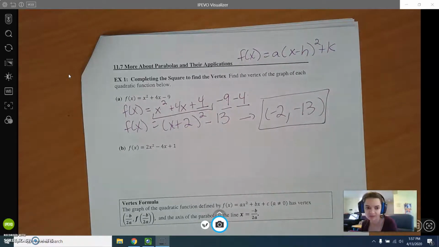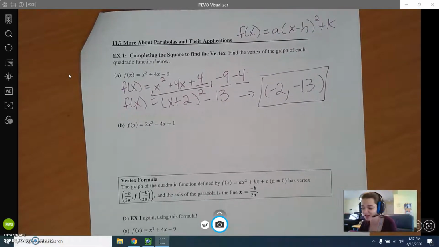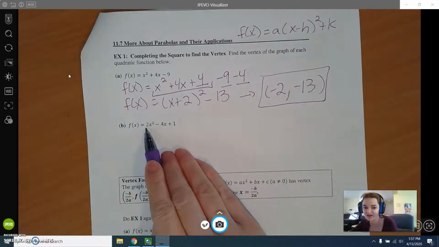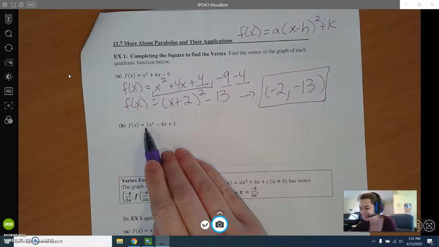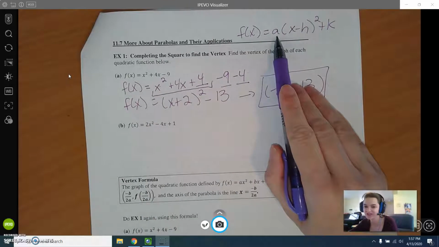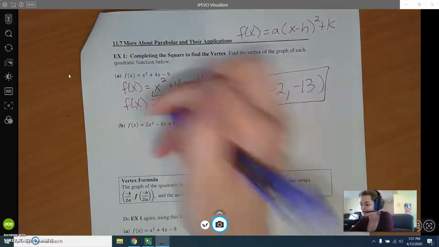Let's do another one. What if I have a coefficient up front? What if I have an a value? You're going to factor it out first, okay? That's what it looks like. And that actually gives you this a. We know what the a is going to be. It's going to be a 2. So let's look at that.